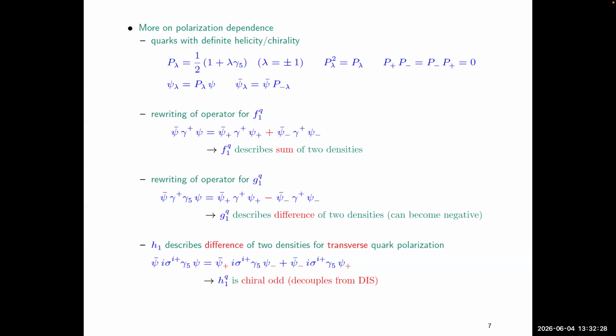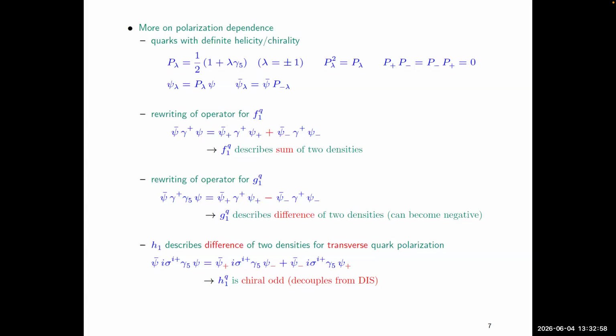I can now express, for instance, the operator for F1, psi bar gamma plus psi, in terms of these fields which have a positive or negative helicity. And what you find here is psi bar plus gamma plus psi plus and psi bar minus gamma plus psi minus. So F1 actually describes the sum of two densities. In one case, helicity is plus, and the other case is minus. Sometimes people also call this the spin average PDF.